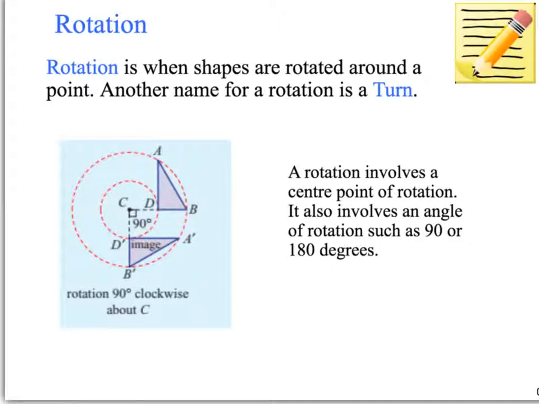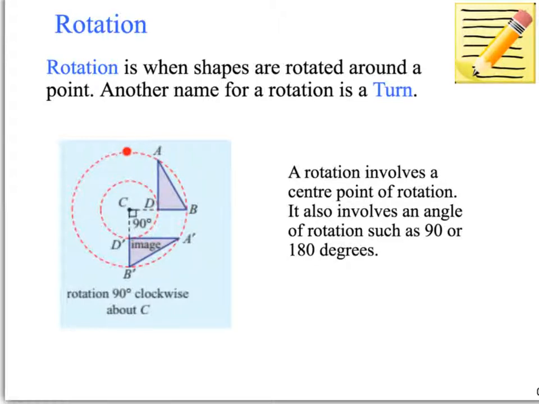So as the clock turns around 90 degrees around C. So this is the original image here, and it's been turned 90 degrees around C clockwise. Now you can see these little red dots here.